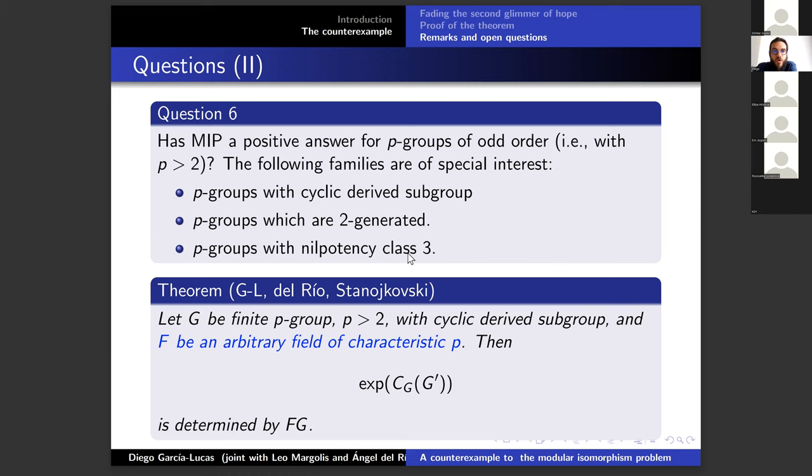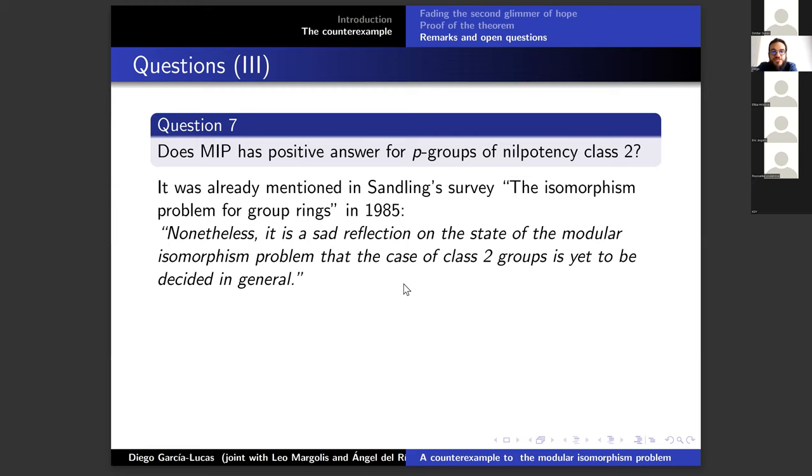Well, a couple of questions more. One question is this question seven that was already mentioned by Robert Sandling in his survey, The Isomorphism Problem for Group Rings, in the 85, and asks if the modular isomorphism problem has a positive answer for groups of nilpotency class two. Regarding this, he says that it is a subtle reflection on the state of the modular isomorphism problem that the case of class two groups is yet to be decided in general. To the best of my knowledge, this has not improved since, and it is still as open as when Sandling mentioned this.